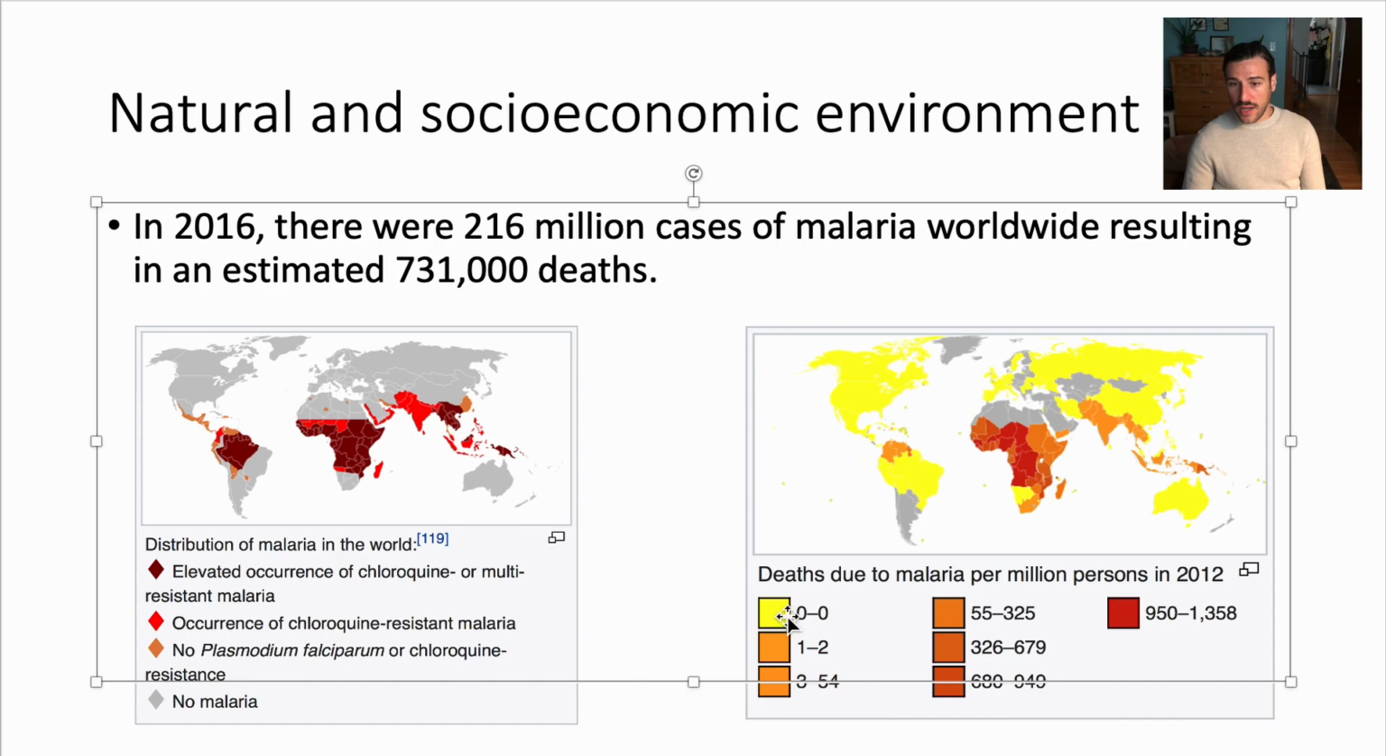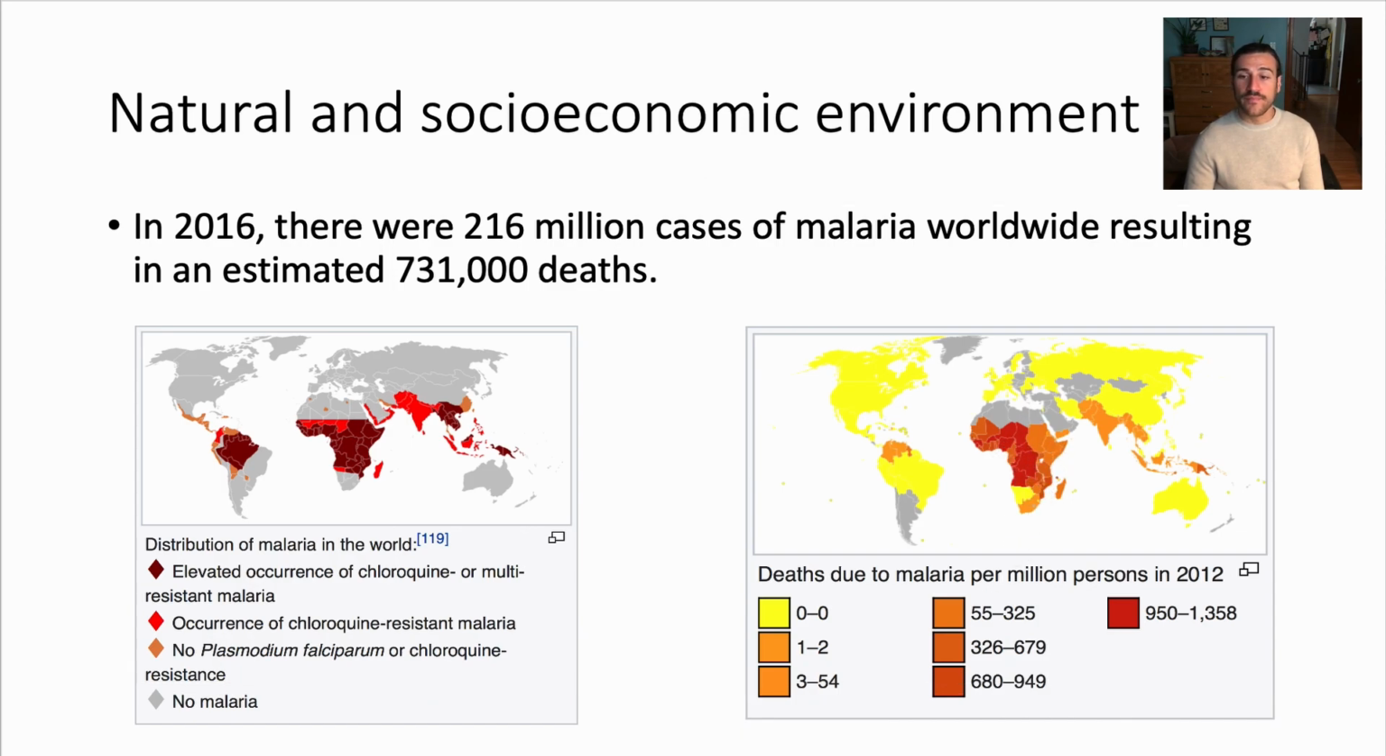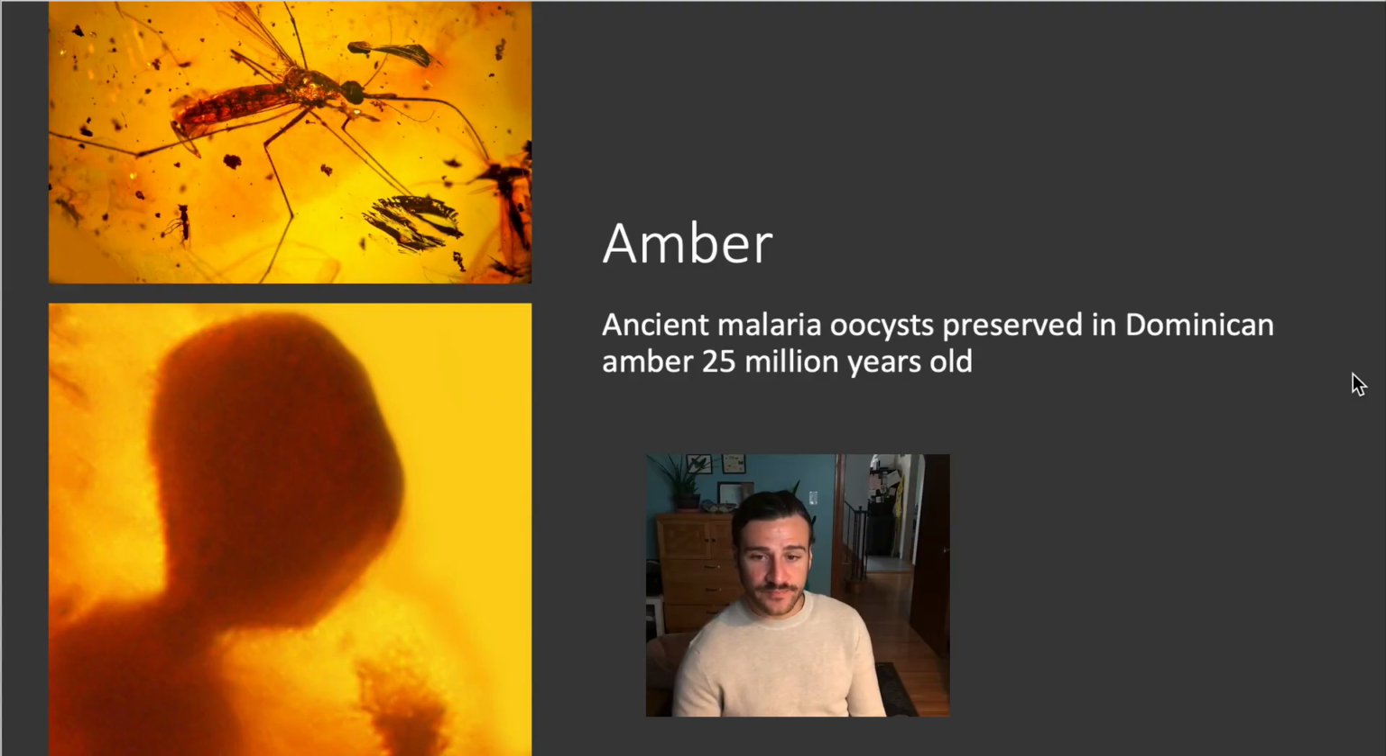Now, deaths due to malaria per million persons, you can see that throughout Africa and Central Africa, it is a really big issue, still very prevalent. And it's just sad because depending on the socioeconomic status of a country, if there's less infrastructure and less money towards medical expenses, there's going to be larger malaria outbreaks.